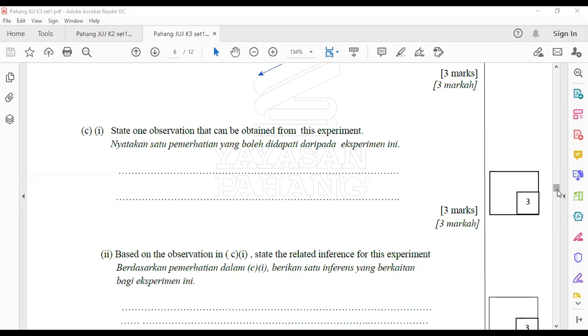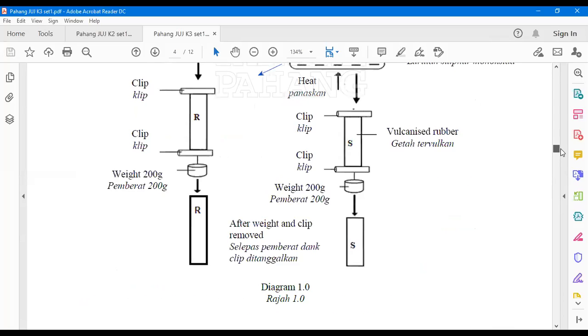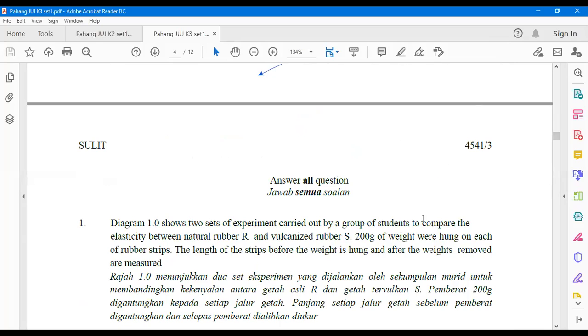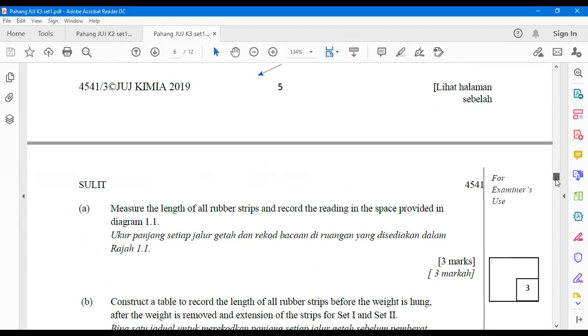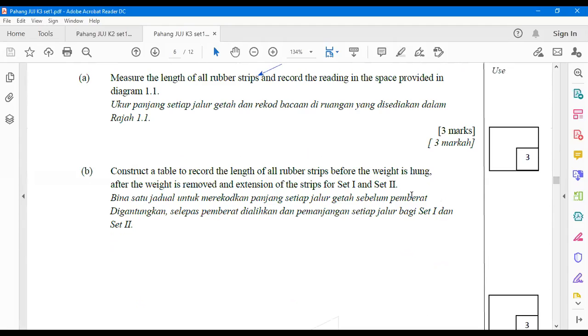Okay, I have a question, everyone. After listening to Valencia's answer, you check back, relate to the aim. Did she answer related to the aim? Where you are asked to compare the elasticity between the natural rubber R and vulcanized rubber S. Did she? Valencia, did you answer about the elasticity?